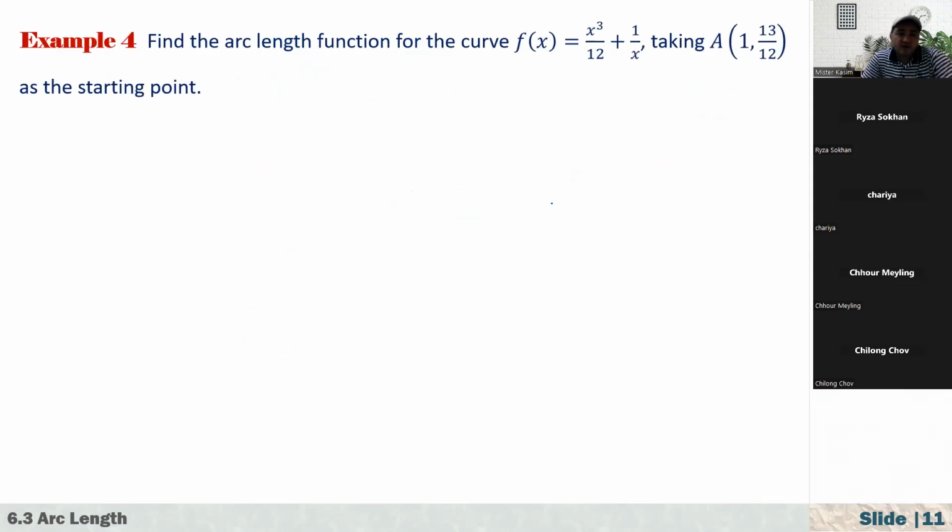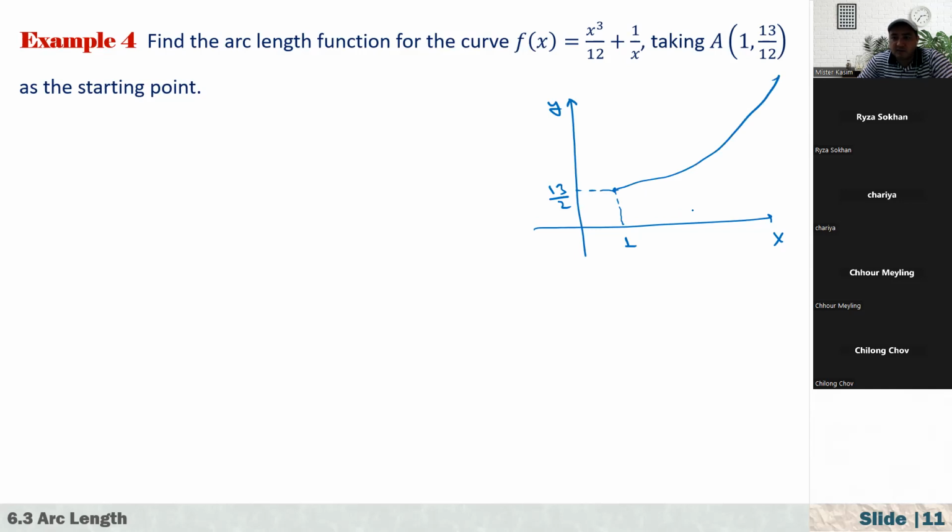Find the arc length function. Okay, the arc length function for the curve, taking A as a starting point. So taking A as a starting point means that here we have the x-axis, this one is the y-axis, and the point (1, 13/2) is something here. So this one is 1 and this one is 13 over 2. Starting from here, our curve is something like this maybe.